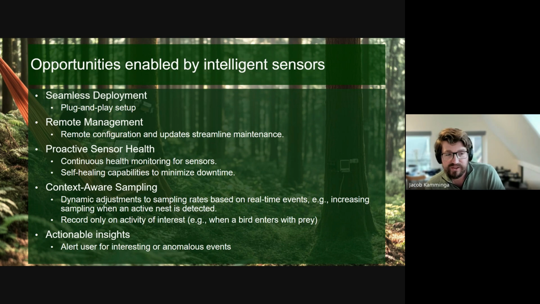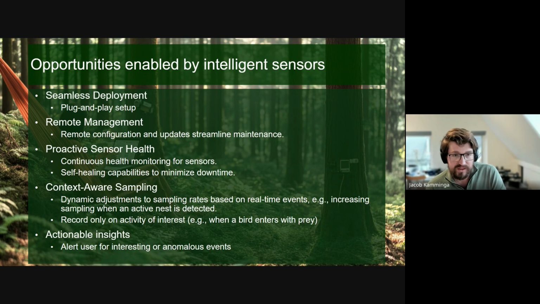Things like context-aware sampling allow your sensors to adjust sampling rates based on real-time events in the environment. So in nest monitoring, for example, you could enable the sensor when a nest starts becoming active, so when the eggs hatch, or only record when something interesting happens. So in Emily's case, that is when a bird enters with prey, that's when you want to capture a video and otherwise not. This really saves a lot of data and time.